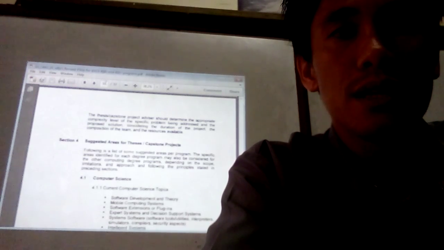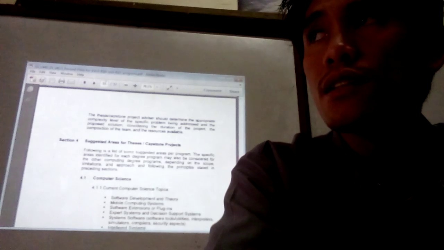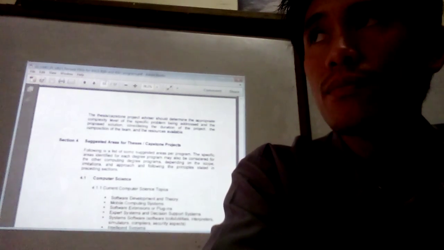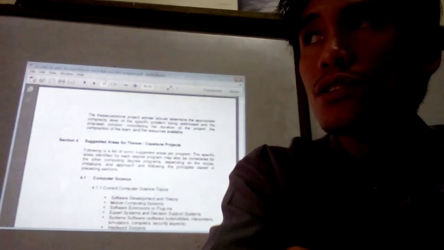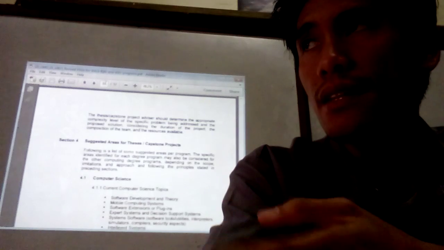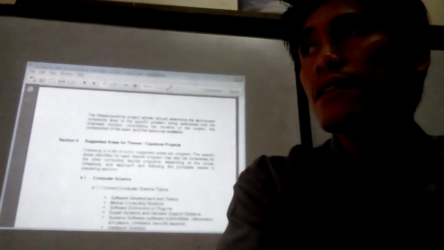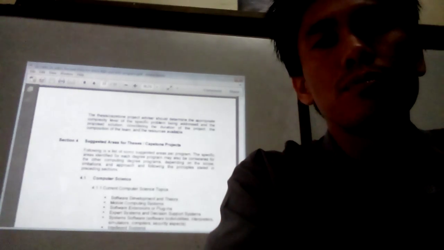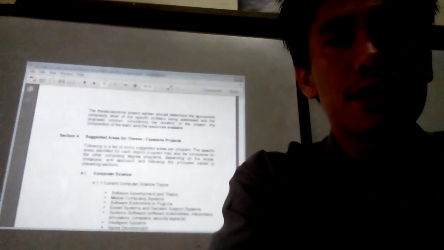Okay, so the advisor should determine the acceptable complexity, and the specific problem being addressed and proposed solution, considering the duration of the project, the composition of the team, and the resources available. In this thesis, I want to enforce a one-man team, because I want to make sure everybody knows how to do all parts of the work, especially everybody knows how to make programs, because that's the most important thing I can teach you. Documentation is easy, like mechanical, but programming is really the contribution of computer science to any company, making things easier. And even small, simple things like a simple database, I can accept, as long as you can work completely with a project. You can do it yourself.